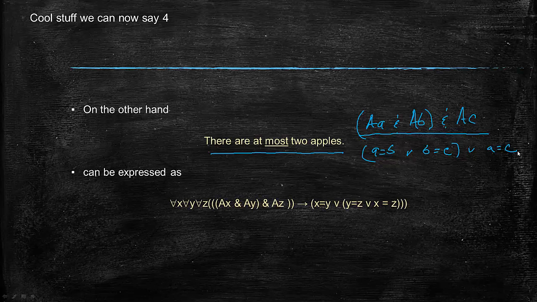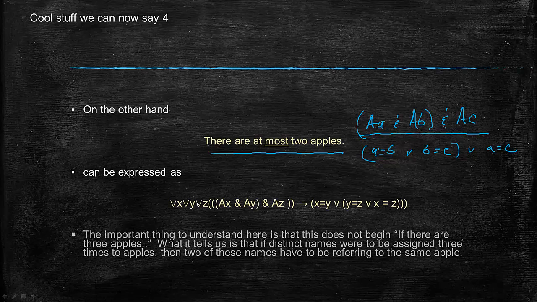A little bit long, but not particularly difficult to understand. So for all X, for all Y, and for all Z, if X is an apple and Y is an apple and Z is an apple, then guess what? One of them are the same. Either X equals Y, or Y equals Z, or X equals Z. So the important thing to understand is that this does not really tell us, if you were to read this, it doesn't say if there are 3 apples, right? Basically it says if there are 3 names for apples, then 2 of these names are referring to the same apple. Got it?